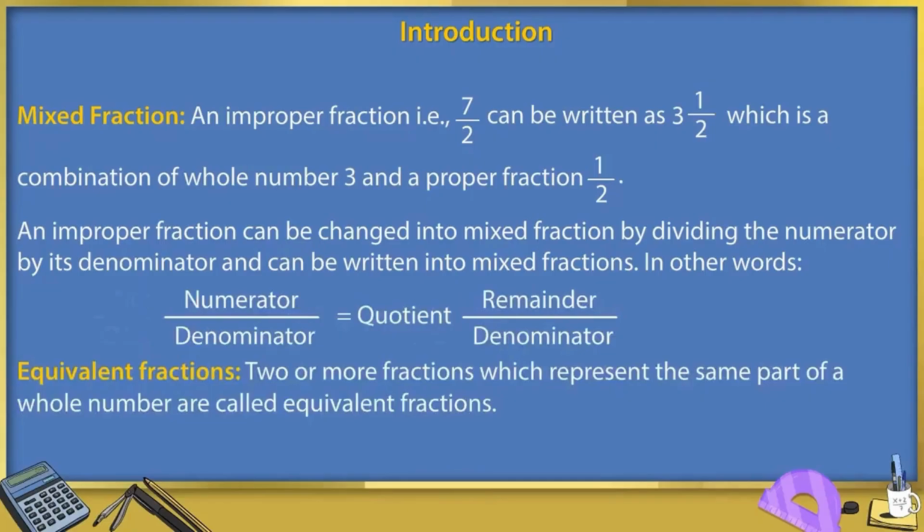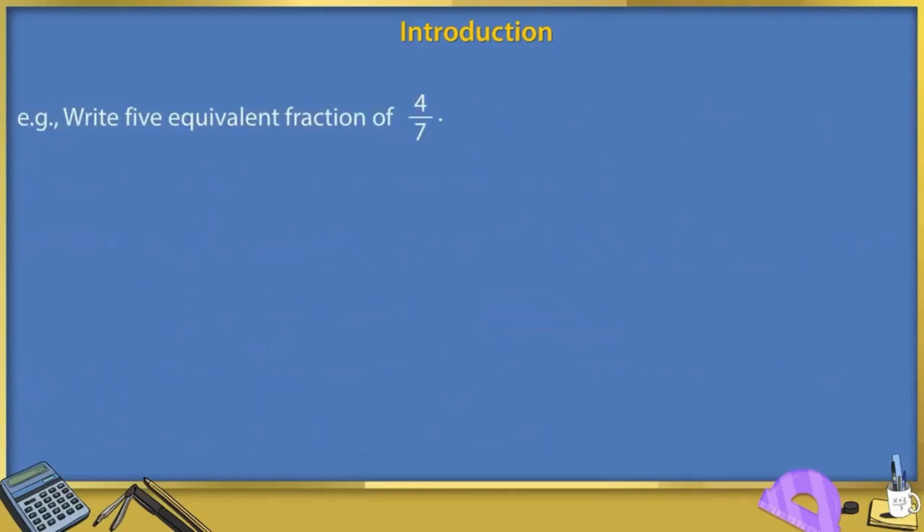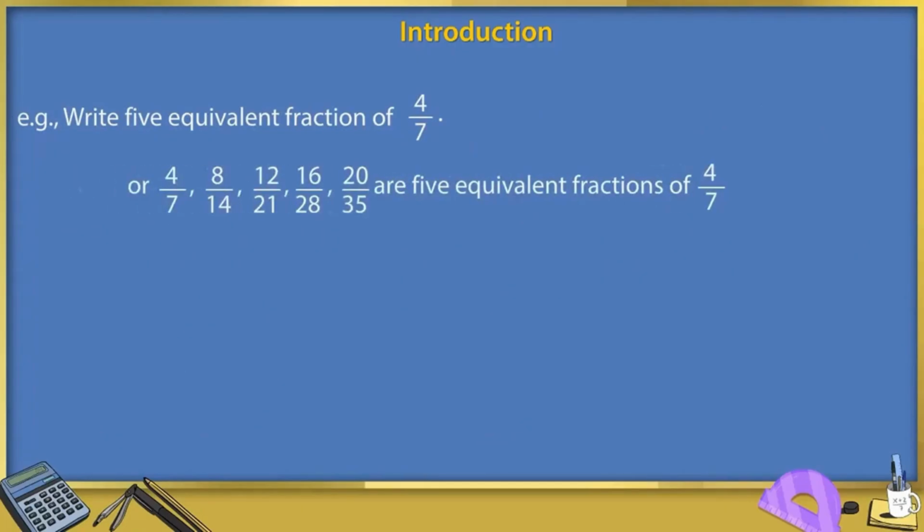Equivalent fractions. Two or more fractions which represent the same part of a whole number are called equivalent fractions. Each fraction is said to be equivalent to all the other. Example, write 5 equivalent fractions of 4 by 7. 4 by 7, 8 by 14, 12 by 21, 16 by 28, 20 by 35 are 5 equivalent fractions of 4 by 7.